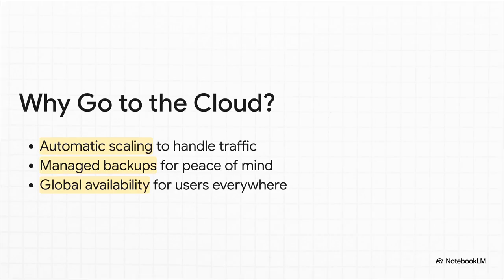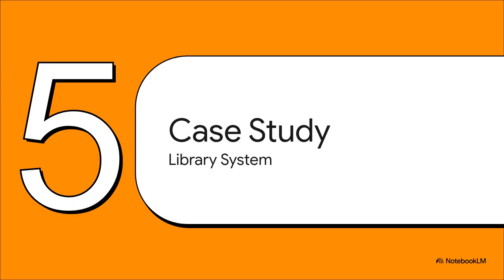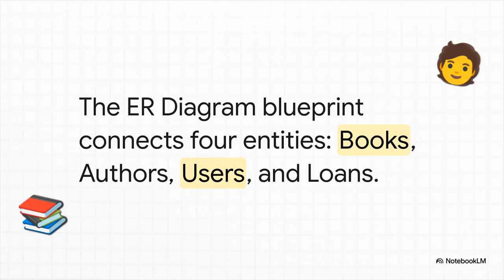All right, let's bring all these ideas together and make it real. We're going to walk through a simple design for a library management system, putting all this theory into actual practice. First up, the design. Our blueprint, that ER diagram, would identify the main things we need to track: books, authors, users, and, of course, loans. And it would show us exactly how they're all connected to each other.